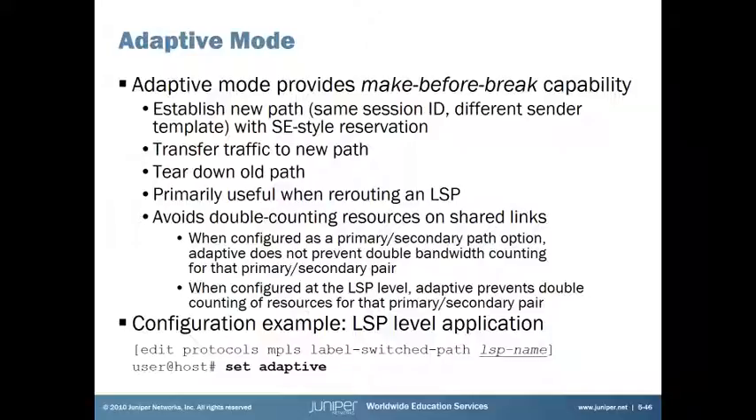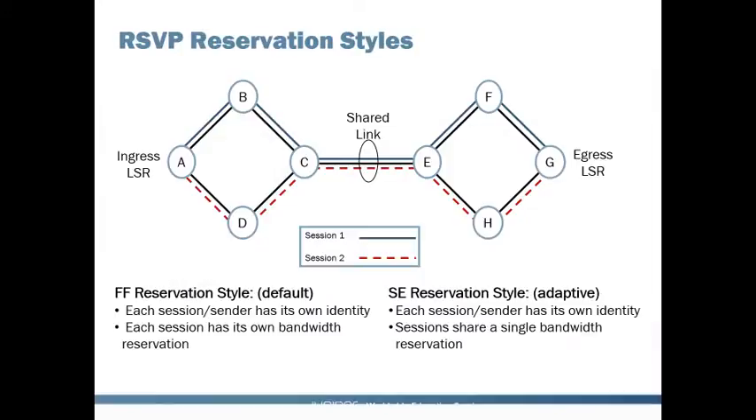This is an example of the configuration. So we edit protocols MPLS tables with the path. Under the path, we set the adaptive parameter. So here's the two styles that we've got. So far, all our paths have been FF style. And if you take a look at the MPLS extensive, you'll see that that's the reservation style that we've been using.